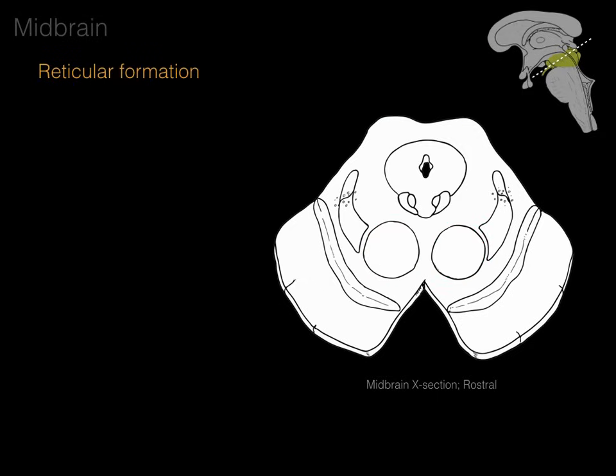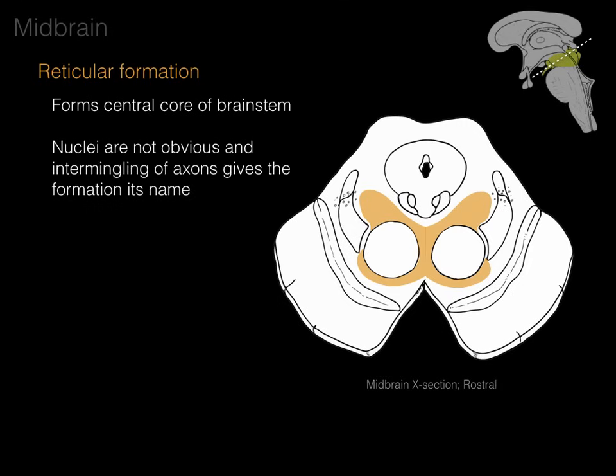Now next is some area called the reticular formation, and it forms the central core of the brainstem, as evidenced by that orange area there. And the nuclei are not that obvious. It kind of makes a formation. It looks like reticular fibers going side to side, and the nuclei aren't quite as obvious. And so the intermingling of axons gives the formation its name. And its function is it mediates a level of consciousness.